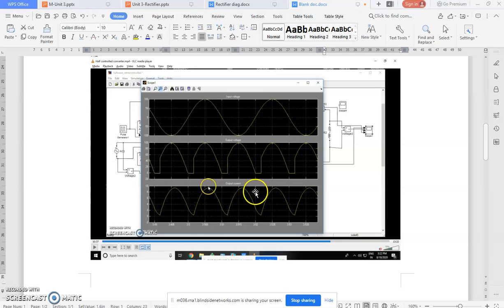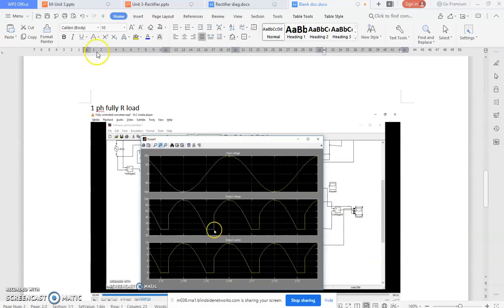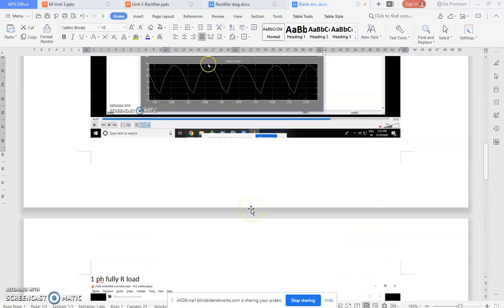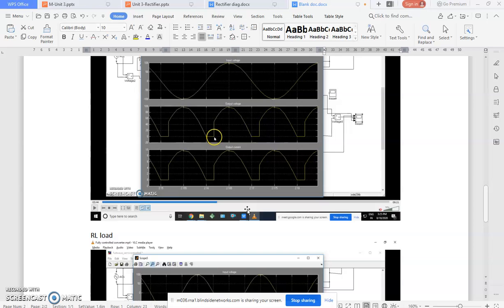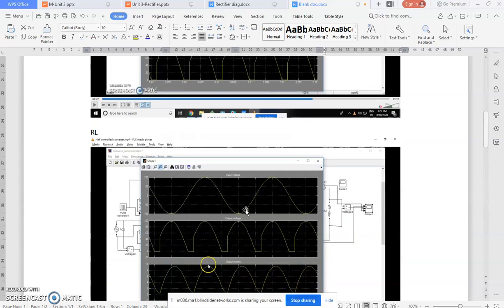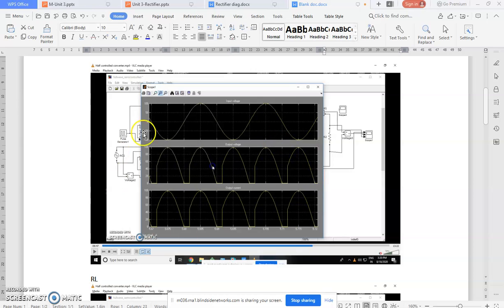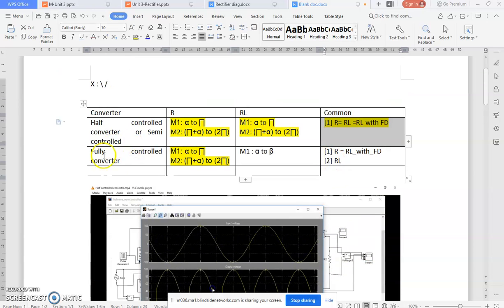Output voltage is the same. But what about output current? It is a continuous current because of the inductance nature. Next, RL with freewheeling diode: you will obtain the same waveform. Then next, fully controlled converters: alpha to pi, pi plus alpha to 2 pi. This is R load, and R load is common between these two.